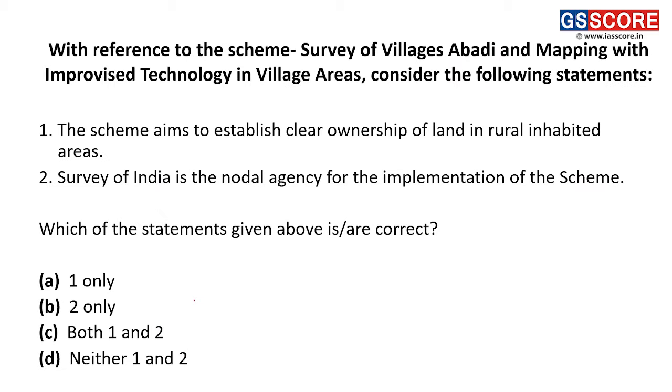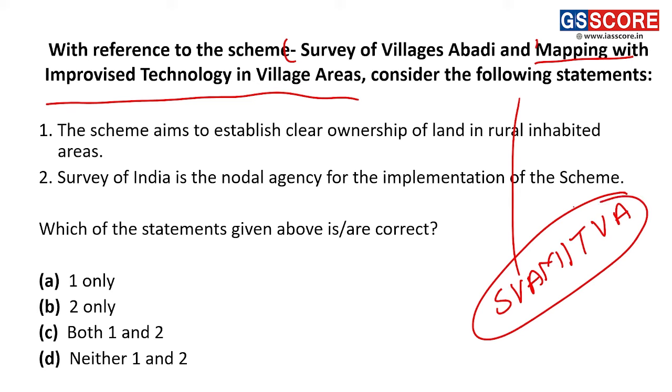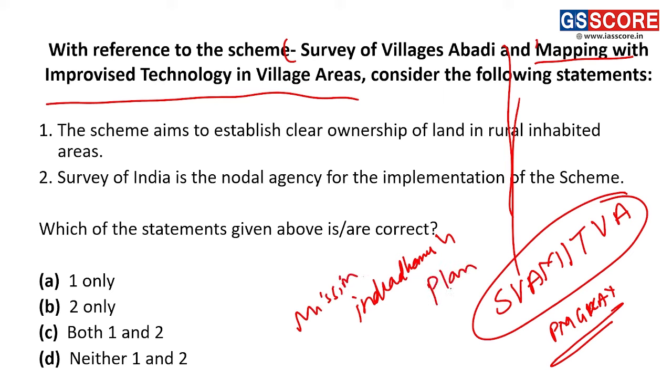With reference to the scheme for survey of villages, abadi and mapping with improvised technology in village areas, consider the following statements. Well, a lot of you might be perplexed about what this scheme is. We are talking about nothing but SVAMITVA. Expanded forms of these schemes might confuse you because we have so many schemes like PM-GKAY, right? Also, there was this Indradhanush. One was Mission Indradhanush and one was Plan Indradhanush. One was for bank recapitalization, the other for vaccination. So always be very diligent while picking up the names.